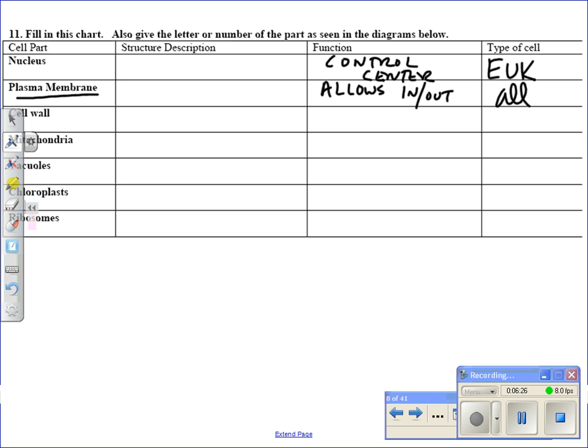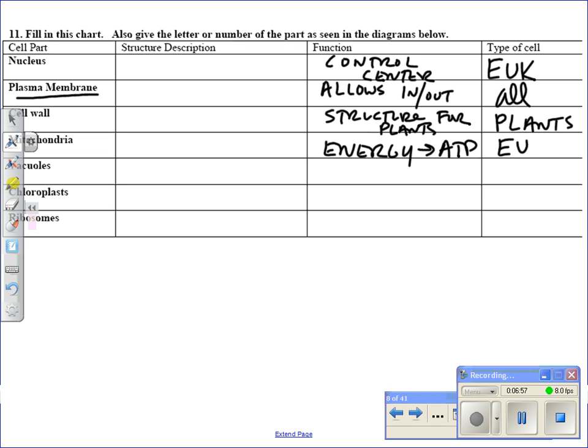Cell wall. The function of the cell wall is it provides structure and support for plants. Cell walls are only in plant cells, nothing else. Mitochondria: this is where cellular respiration happens in the cell, so it provides the cell with energy, because that's where ATP, the form of energy that cells can use, is formed. That happens in all eukaryotic cells.